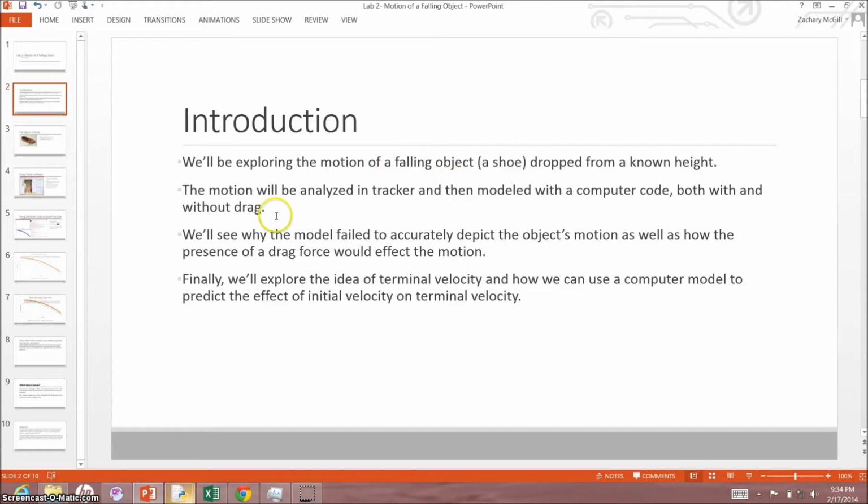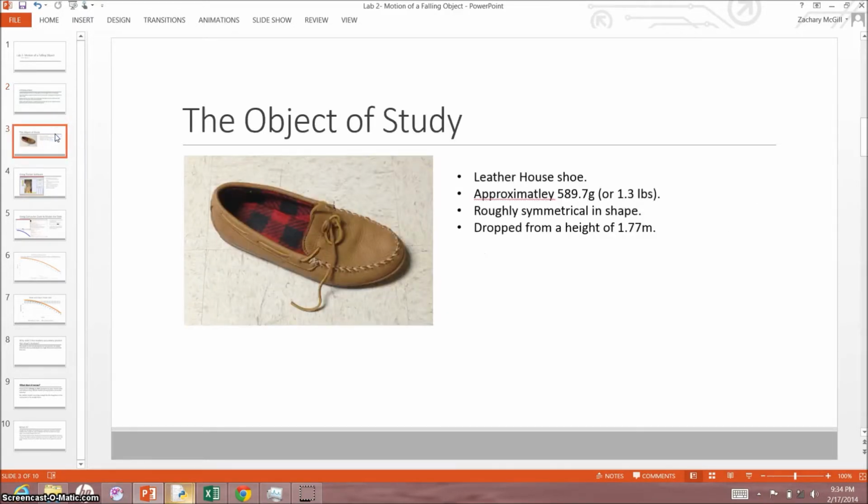We'll be exploring the motion of a falling object, in this case a shoe, dropped from a known height. Then we'll model the data with both a tracker analyzed version and then two computer models. And we'll see why the models fail to predict the object's motion, as well as what the presence of drag force does to affect the motion. And then finally, we'll explore the idea of terminal velocity in relation to this object.